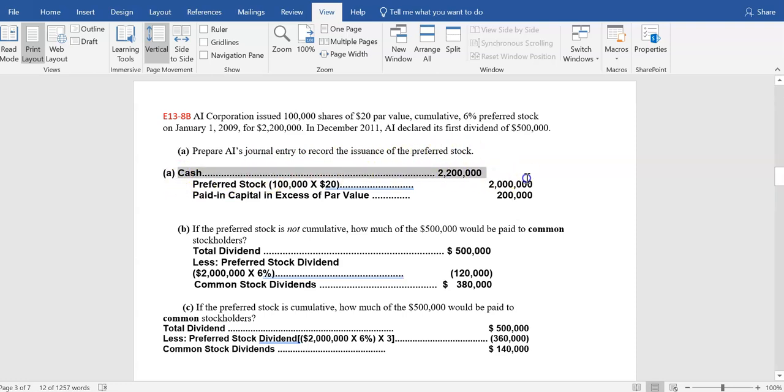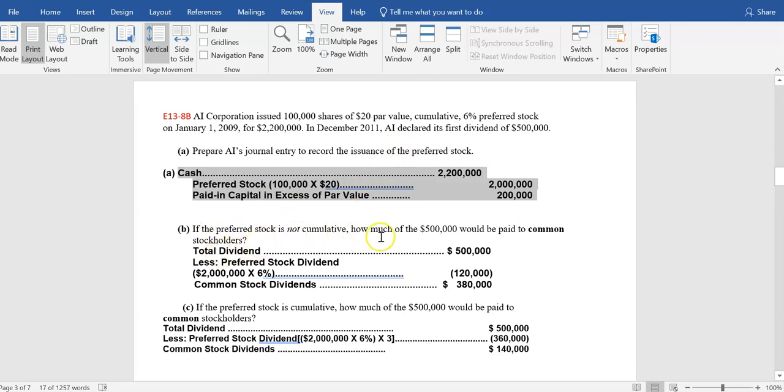So the total stock was sold for cash of $2.2 million. The par value of the stock is $20 per share times 100,000 shares, or $2 million total par. The difference between the issue price and the par is paid in capital in excess of $200,000. Okay. So now we need to look at the payment of the dividend.